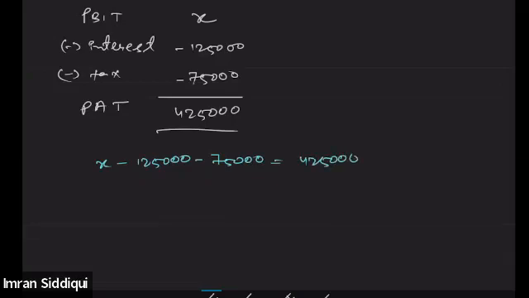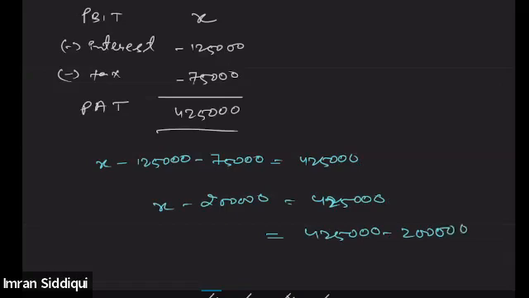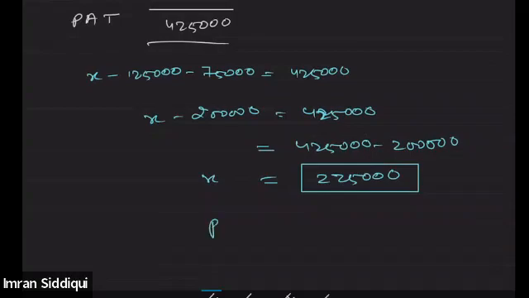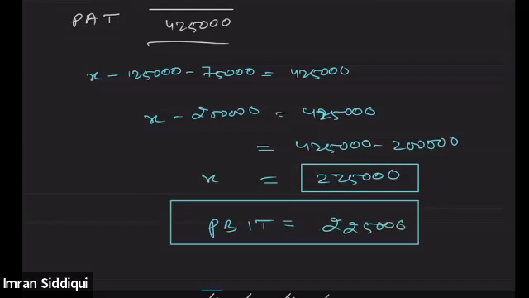So totaling 125 plus 75 will be 2 lakh. X minus 2 lakh equals 4,25,000. So 4,25,000 minus 2 lakh equals 2,25,000. So we have the value of X is equal to 2,25,000, or profit before interest and tax is equal to 2,25,000. Understood everyone? Is this clear? Yes or no?